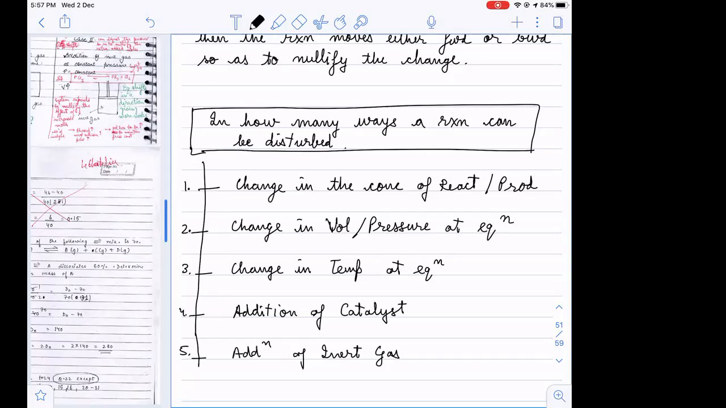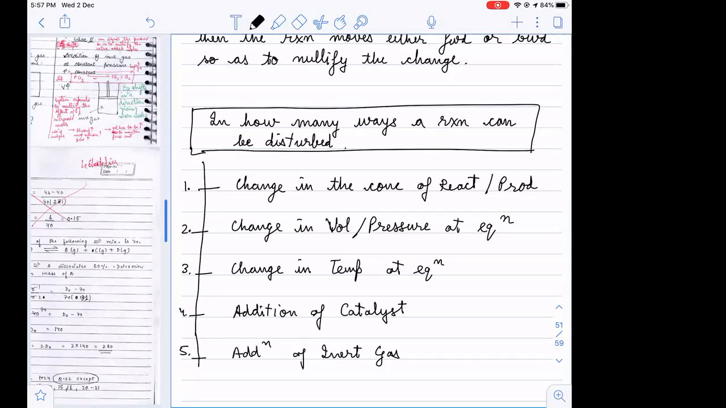Fourth is addition of catalyst. Now, addition of catalyst also changes the... no, I'm sorry. Addition of catalyst does not change anything. It only changes one thing. It only changes the rate of reaction.